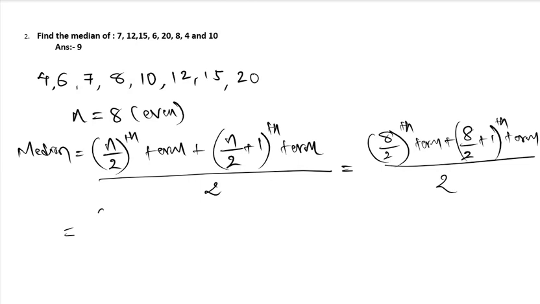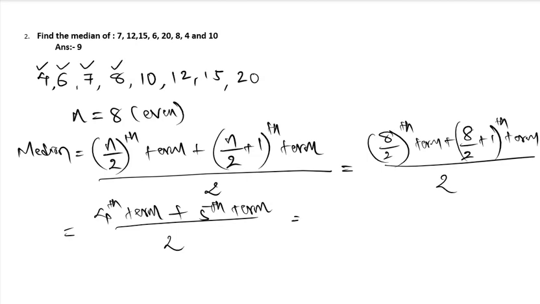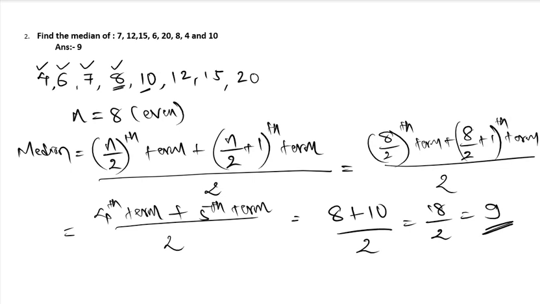What is 8 by 2th term? 4th term. Not 4, but 4th term. 8 by 2 plus 1th term is 4 plus 1. That is 5th term. The whole upon 2. 4th term. Which is the 4th term over here? 1, 2, 3, 4. This is the 4th term. Right? That is 8. Plus 5th term. This is the 5th term. That is 10 by 2. That is 18 by 2. That is 9. So the median is 9.